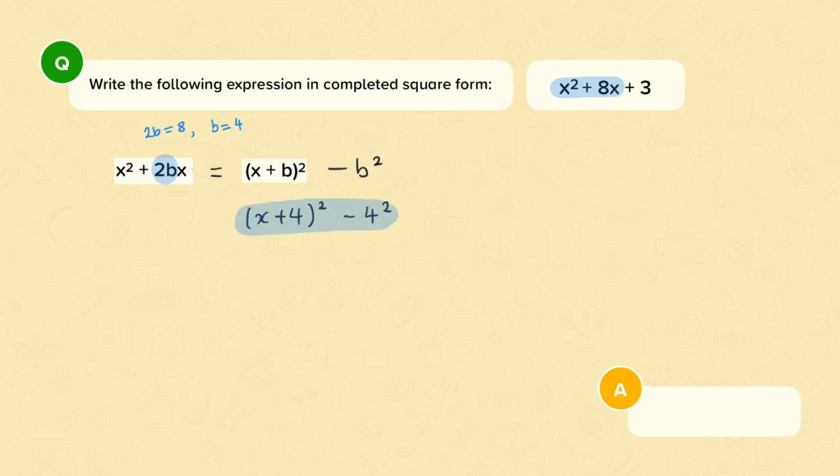So x squared plus 8x is equal to this expression here, and I want that plus 3. So I've got x plus 4 in a bracket, all squared, minus 16 plus 3. And then the last bit to tidy up is this minus 16 plus 3. So that is going to give me a minus 13 here. And my final answer in completed square form is x plus 4 squared minus 13.